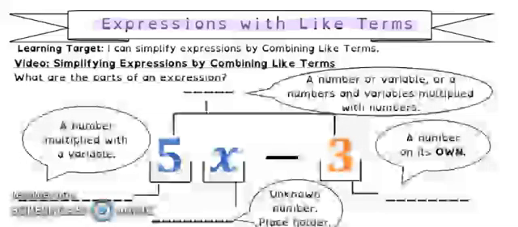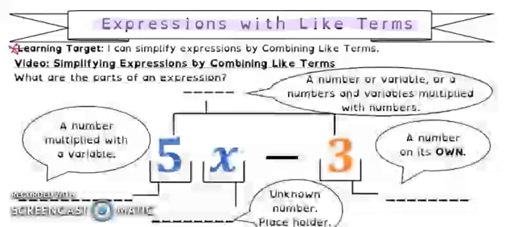Our learning target today is: I can simplify expressions by combining like terms. Remember, simplify just means take a whole bunch of stuff and put it down into as few numbers as possible, or as few digits as possible. So we're going to take a bunch of really complicated looking stuff and shrink it down to as easy looking a math sentence as possible. Okay.